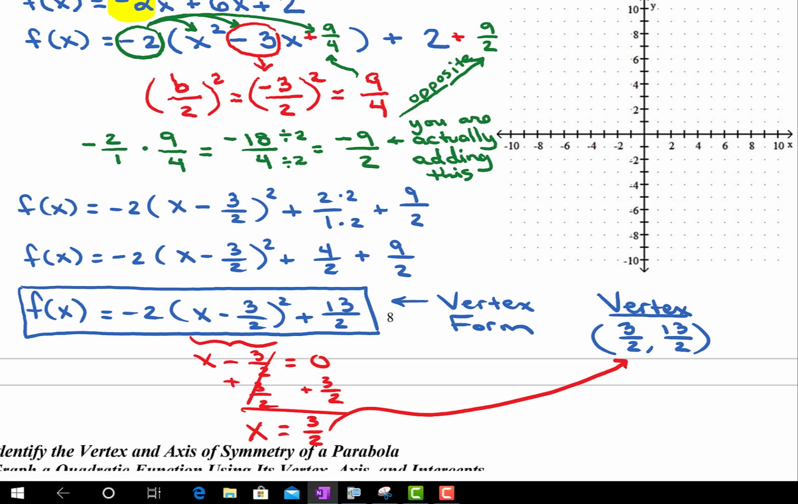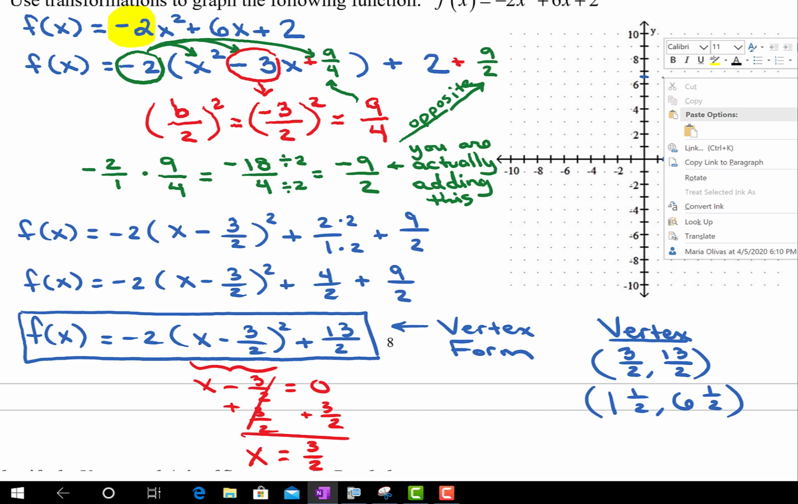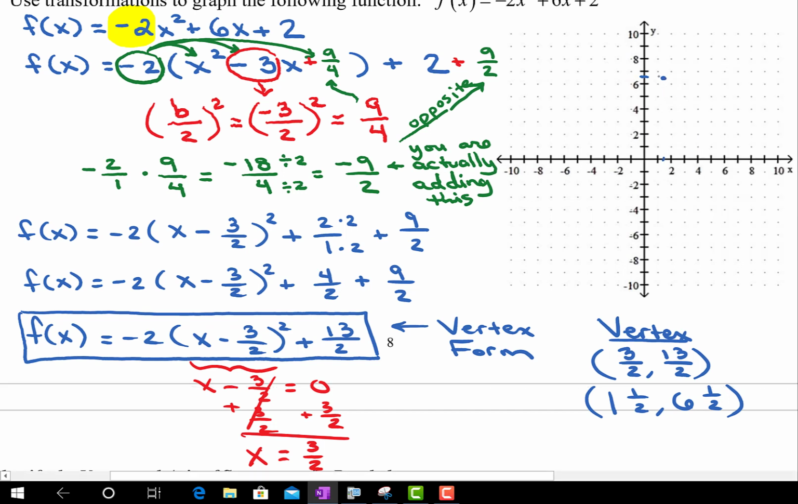Now, if that's a hard number to recognize, like where am I supposed to plot this, you might want to rewrite this as mixed numbers. So this would be 1.5, comma 6.5. That might be easier for you to plot that point because it might be easier to locate. So let's go ahead and go to 1.5 and then go up 6.5. And that's going to get us to our location of our ordered pair.